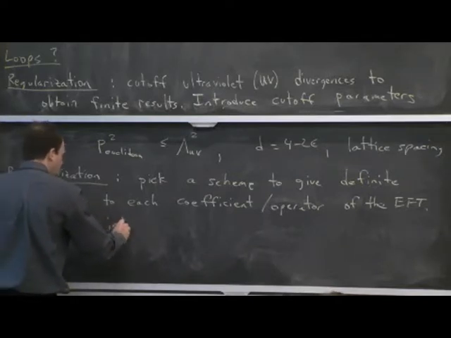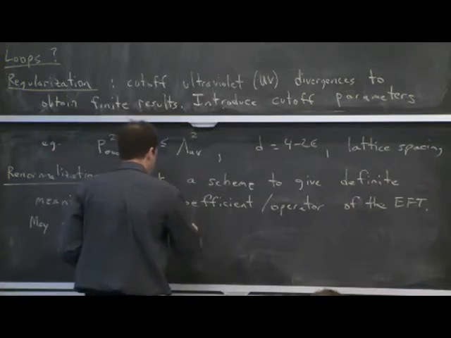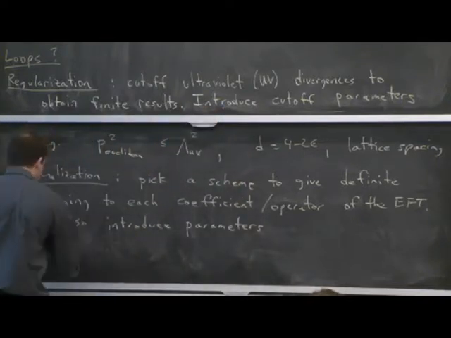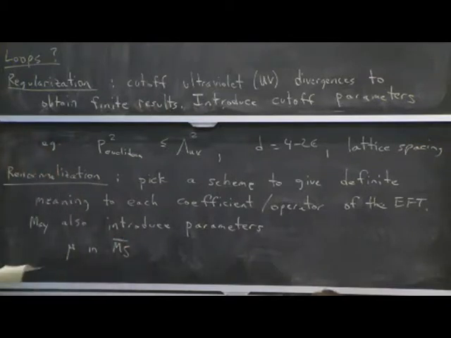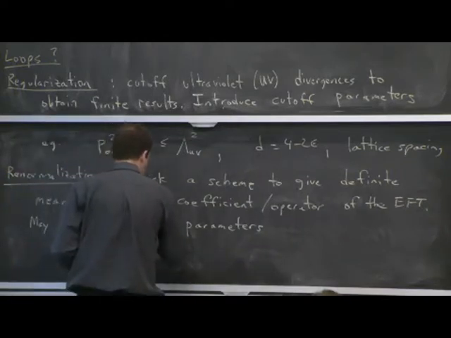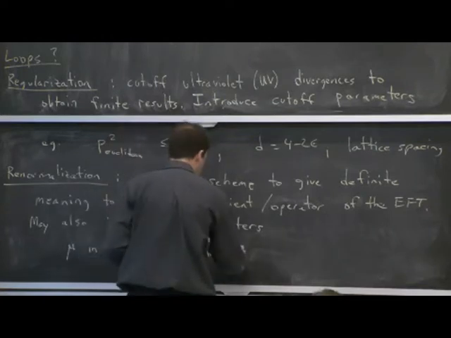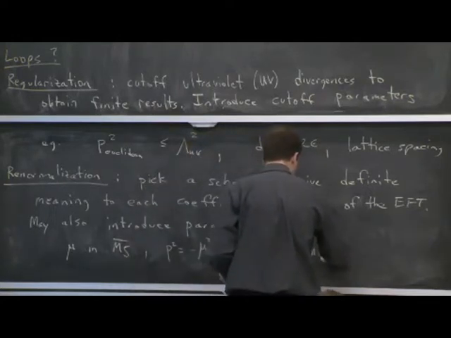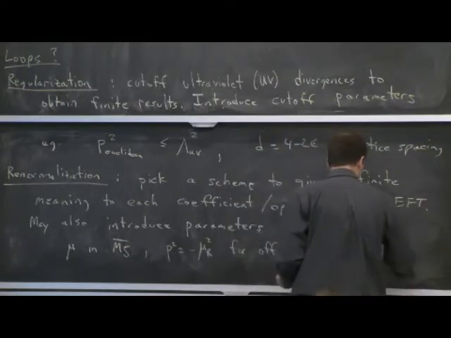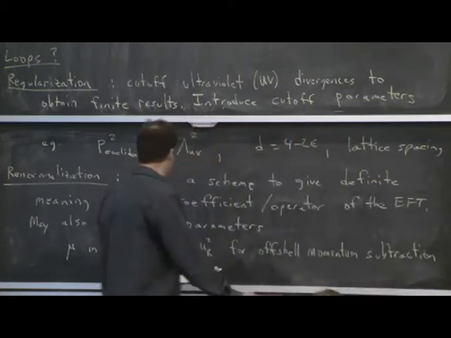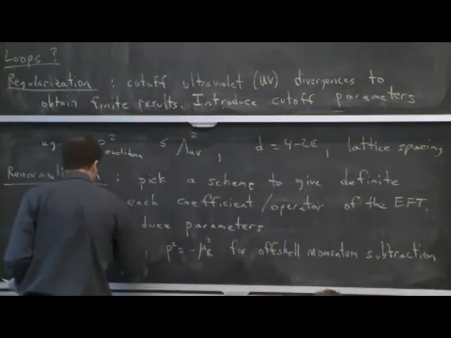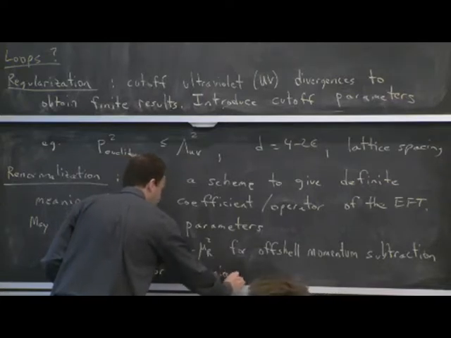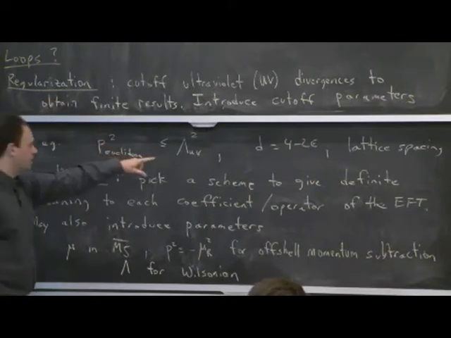And when you do this, you also can introduce parameters. So you can get parameters from regularization. You can also get parameters from this. So some examples that are familiar. There's this scale mu that shows up when you do MS bar. If you do something that's a little bit different, if you take Green's functions and you go to some off-shell point, that's another renormalization scheme called off-shell momentum subtraction. And that scheme also has a parameter that shows up. And if you did a Wilsonian renormalization, there would also be a cutoff associated to that. And this Wilsonian cutoff here doesn't have to be the same as this lambda UV cutoff.